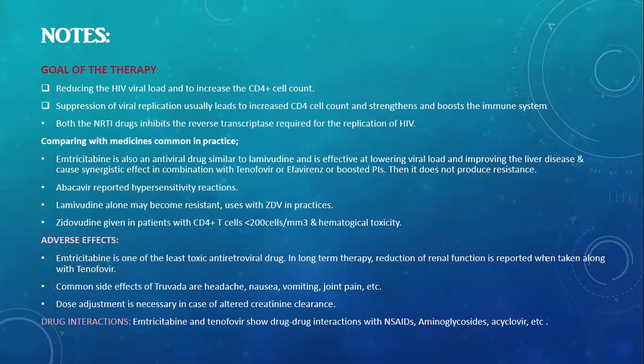Zidovudine is always given in patients with a CD4 plus T cell count lesser than 200 cells per cubic millimeter, and hematological toxicity is reported in asymptomatic patients, so it should be avoided in them. It is always reserved for symptomatic patients. Adverse effects, as we have discussed already, are headache, nausea, and diarrhea, and dose adjustment is needed if creatinine clearance is altered. Drug interaction is with NSAIDs and aminoglycosides, so NSAIDs should be avoided.